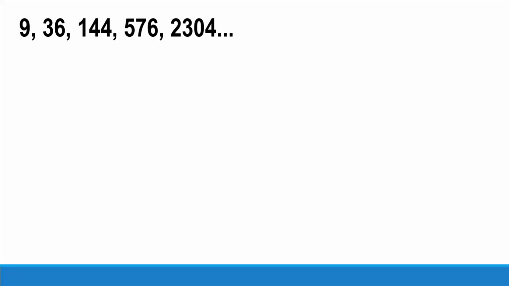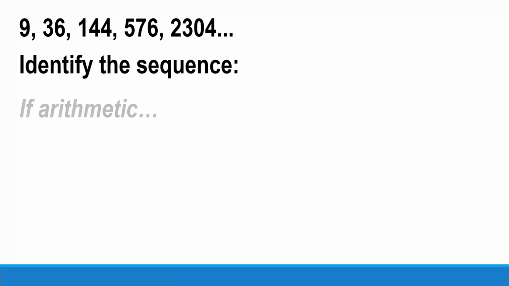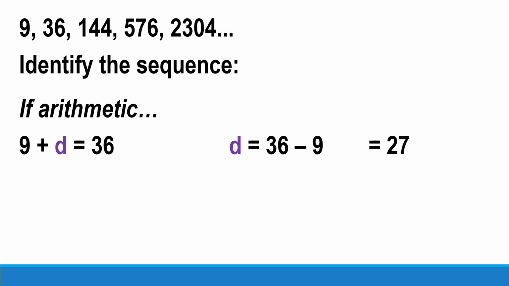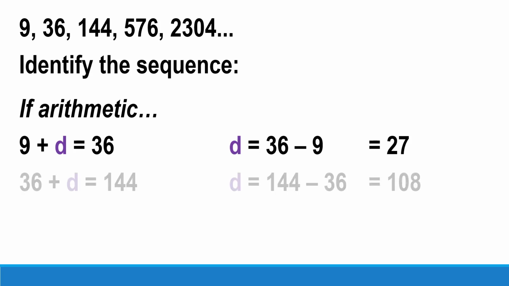We have a new sequence of 9, 36, 144, 576, 2304. Let's identify the type of sequence. If we were to assume it was arithmetic, then the common difference would have to be the same. So let's see the difference between the two terms. 9 plus d would equal 36, therefore the difference between the two terms is 27.